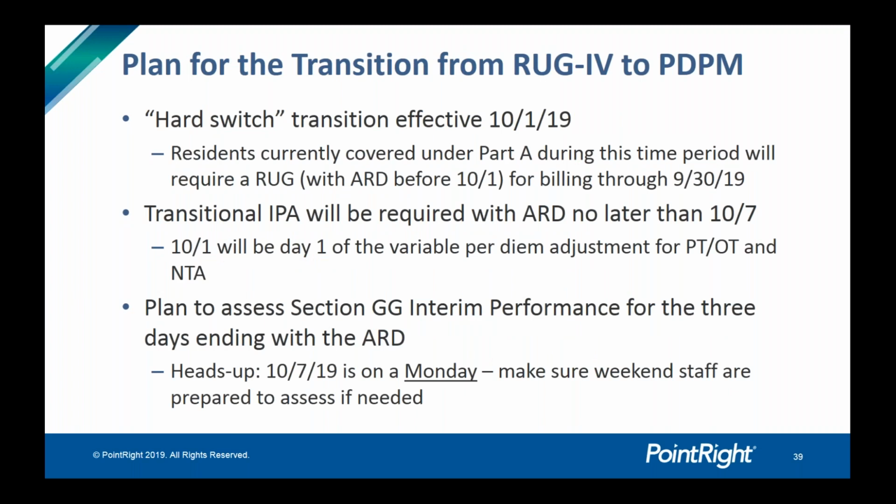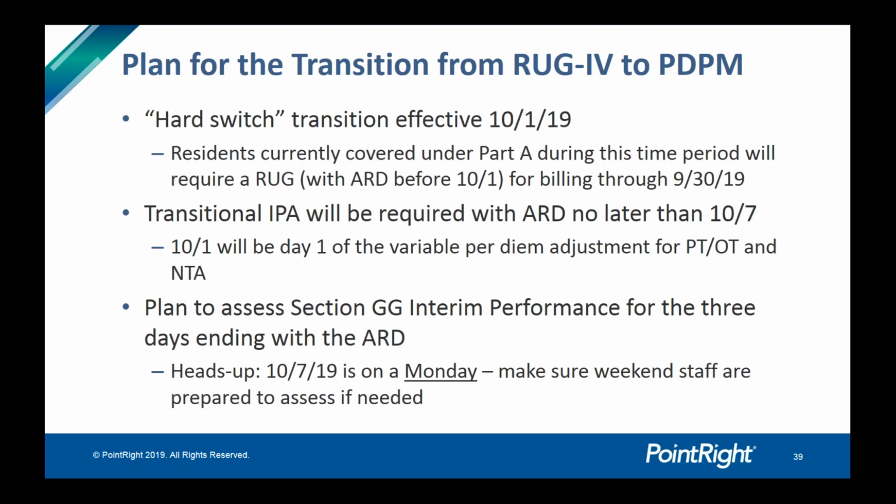Now, the big thing, of course, the hump that people will need to get over, is the initial transition. CMS has stated that this is going to be a hard switch effective 10/1/19. What that means is that for your residents covered under Medicare Part A, you're going to need a RUG-4 RUG to bill through September 30th. So the assessment that gives you that RUG score will have to have an assessment reference date before 10/1, so you have that RUG in place.